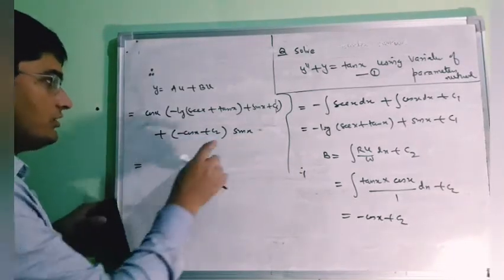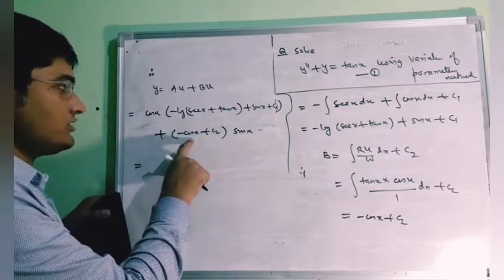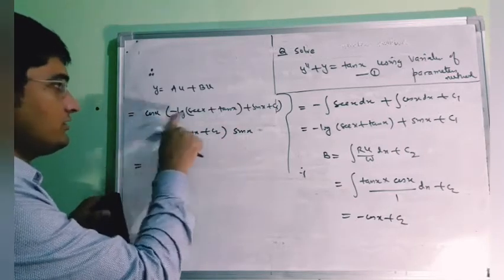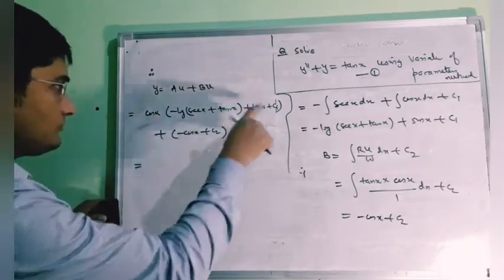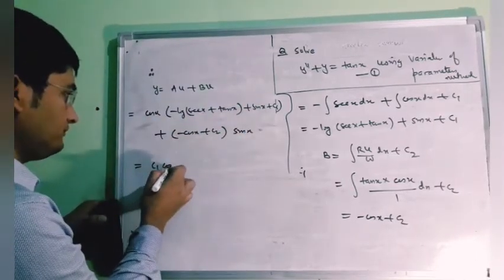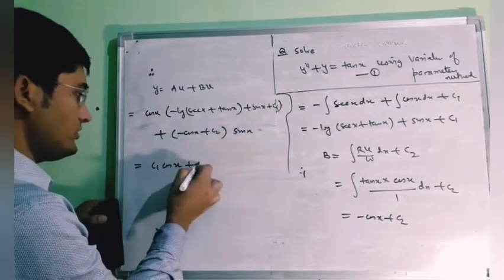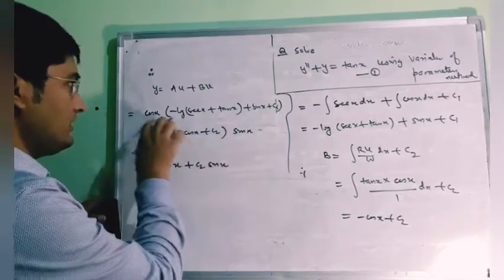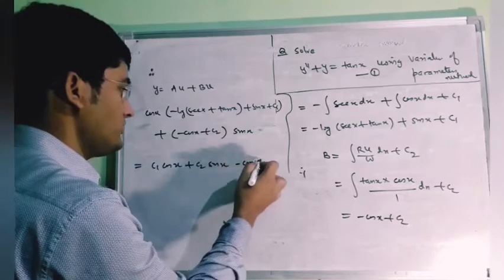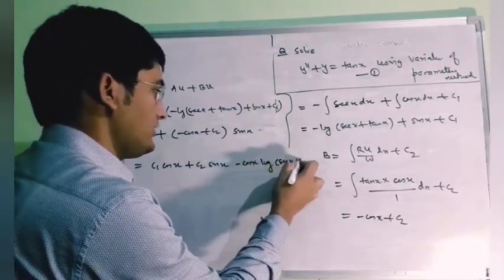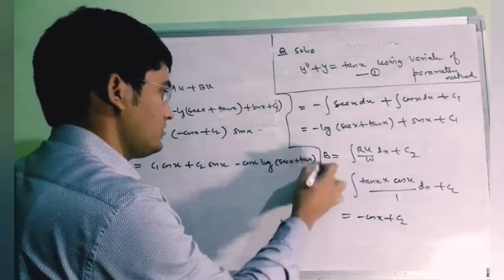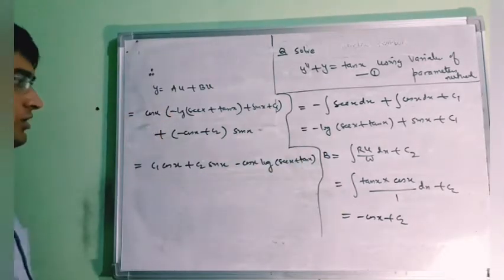So this is equal to, now you can see that your minus sin x into cos x is here. So this will get cancelled with this sin x into cos x. So we have c1 cos x, then from here we will have c2 sin x, and then this term minus cos x into log sec x plus tan x. So this is our solution.